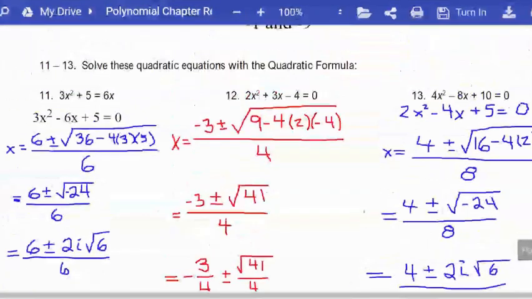Quadratic formula, a few examples of this one. Question number 11, you have to get it into standard form first. Move everything over to one side of the equation, so you can identify A, B, and C. Plug them into the formula.